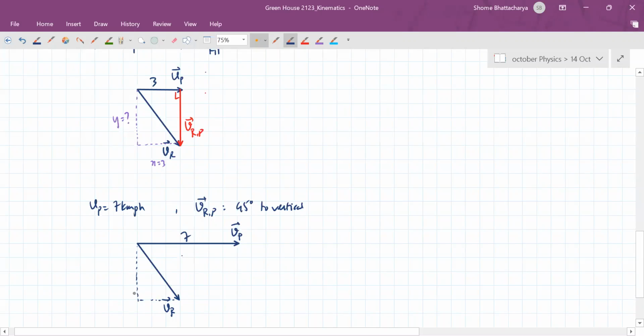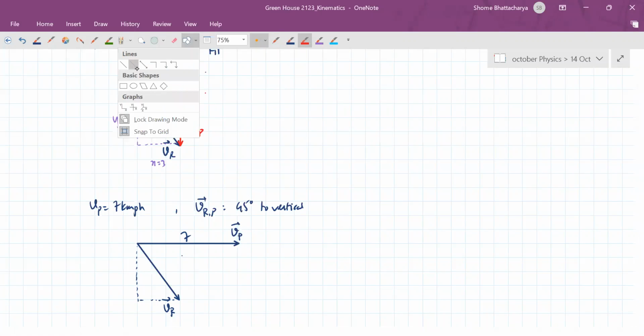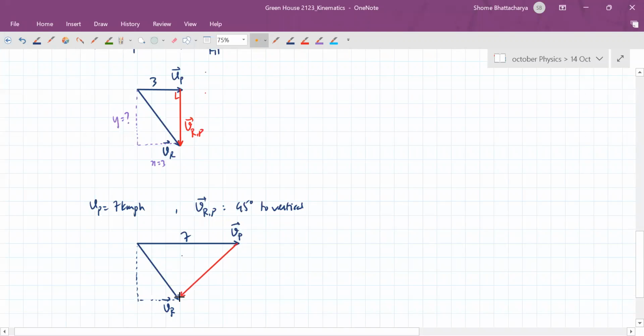This is now 7. And this new value of the relative velocity appears to be at 45 degrees to the vertical. So now you can see this side is y and this side is 4, because this side here is x equal to 3 from above. This side is y. So in this triangle, 4 by y is equal to tan 45, which is 1. So y is equal to 4.